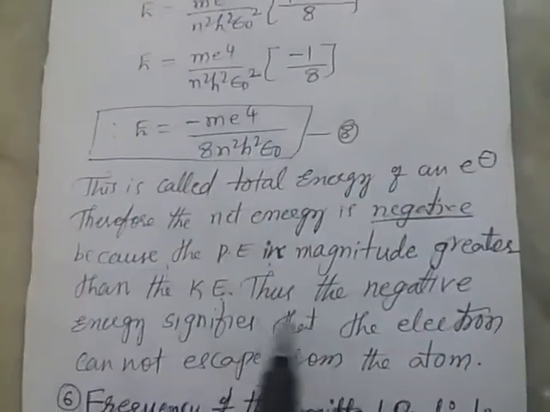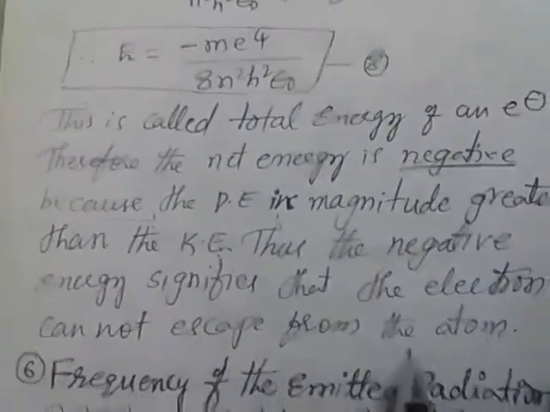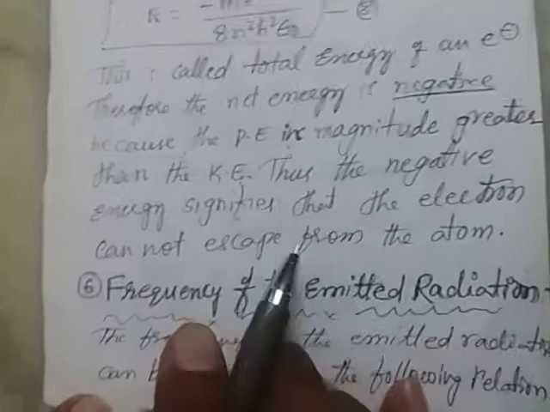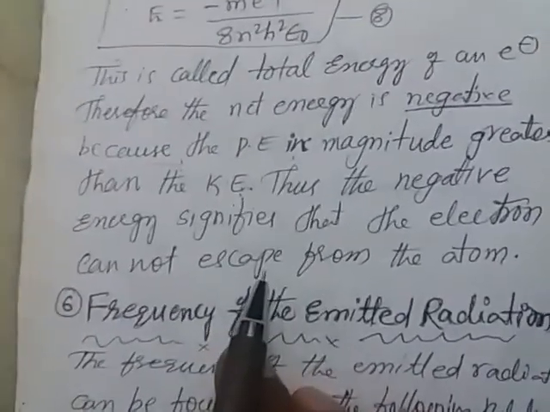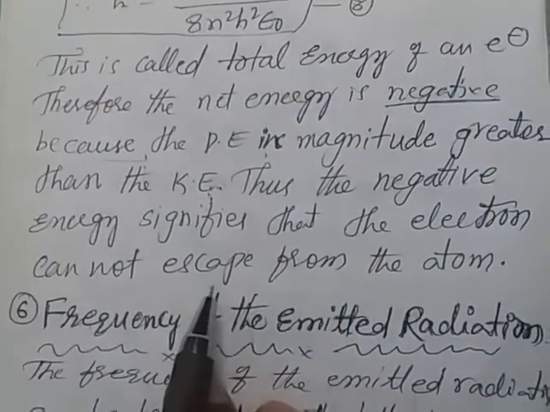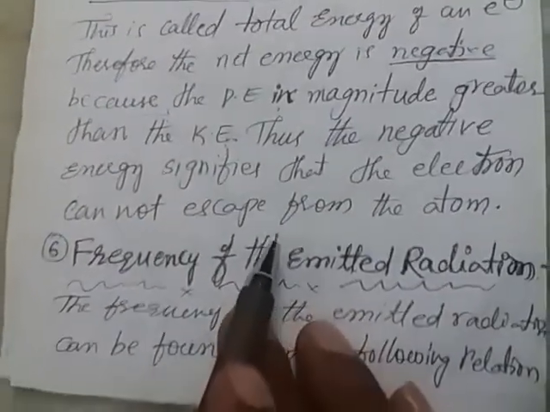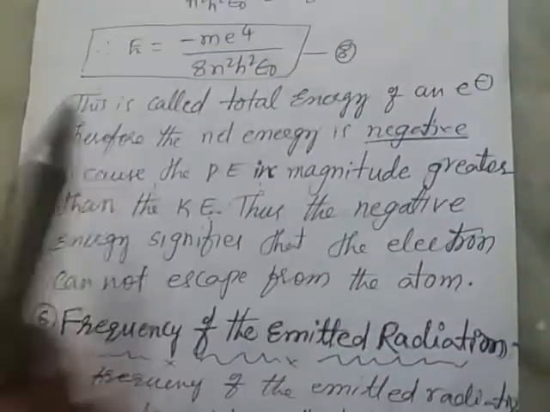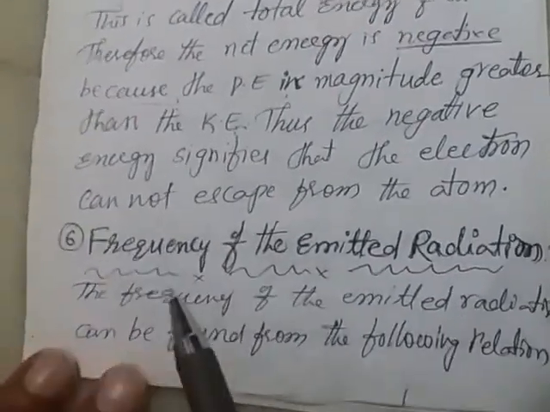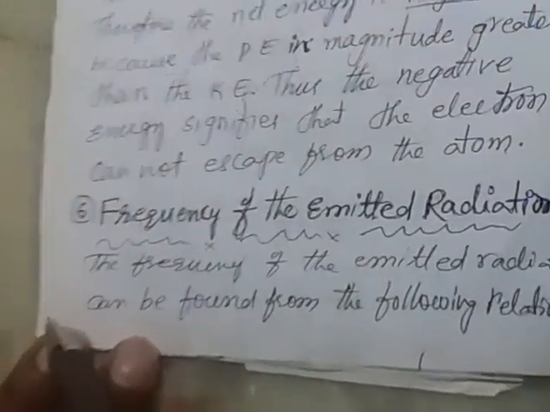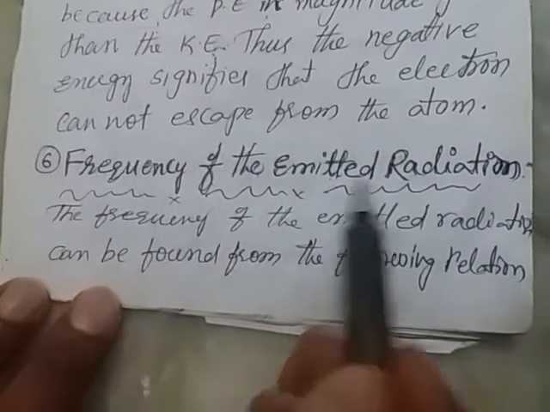Thus, the negative energy signifies that the electron cannot escape from the atom. It means the electron is bound, it has binding energy, so it will be bound by the nucleus. That's why it does not escape from the atom. So this is the main concept of the total energy of an electron in Bohr's atomic model. The sixth important quantity is the frequency of the emitted radiation.